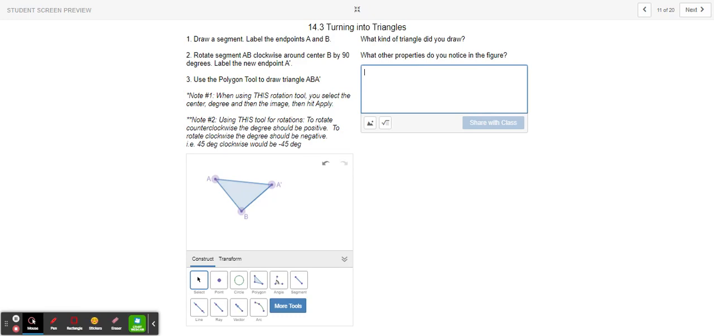So properties are things that we know are true about it, things that we think are true about it based on what we did. So we created it with a 90 degree rotation, so that should give you some information about the sides or the angles that you can write here. So you're going to enter your answer here, and then you're going to share with the class, and you're going to see some responses from other students.